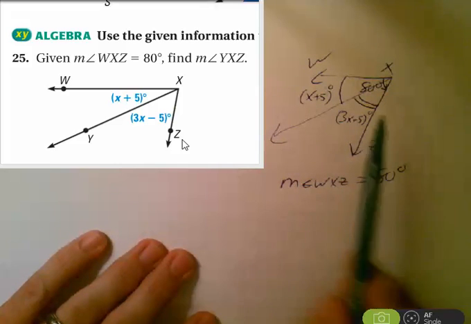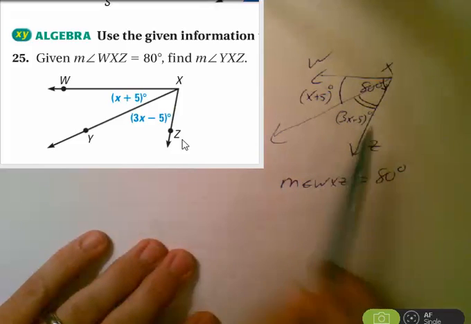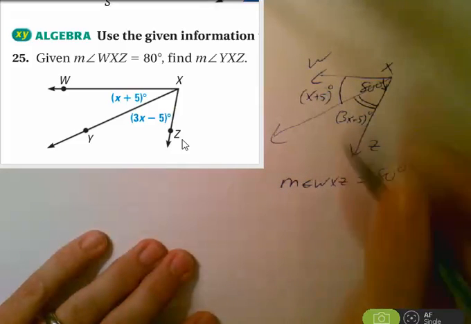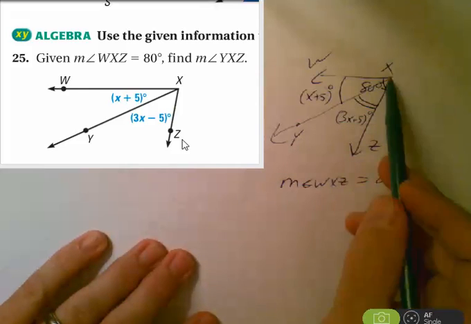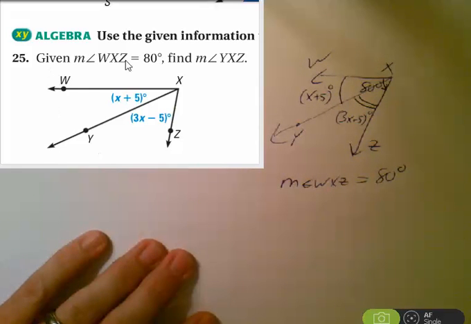What a lot of people tend to do is they just set these two equal to each other, which would work if this ray XY was actually a bisector. But nowhere does it tell us that we have a bisector, so we can't assume that. If it did tell us it was a bisector, we'd be able to figure it out quickly, because if the whole thing is 80 and it gets cut in half, then they'd each be 40. It's possible, but I don't think that's going to happen here.